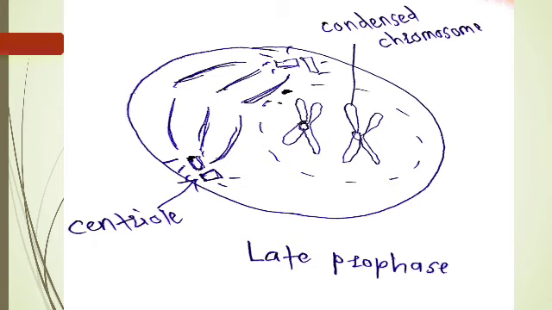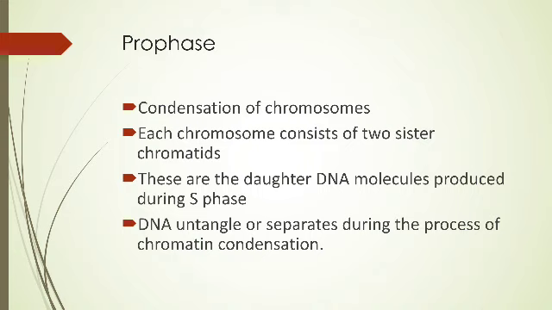In the next slide we can see certain points of the prophase. First point is condensation of chromosomes. As we have seen in the figures, the chromosome starts to get condensed with the help of the protein called condensin. Okay, the chromosome becomes thick.